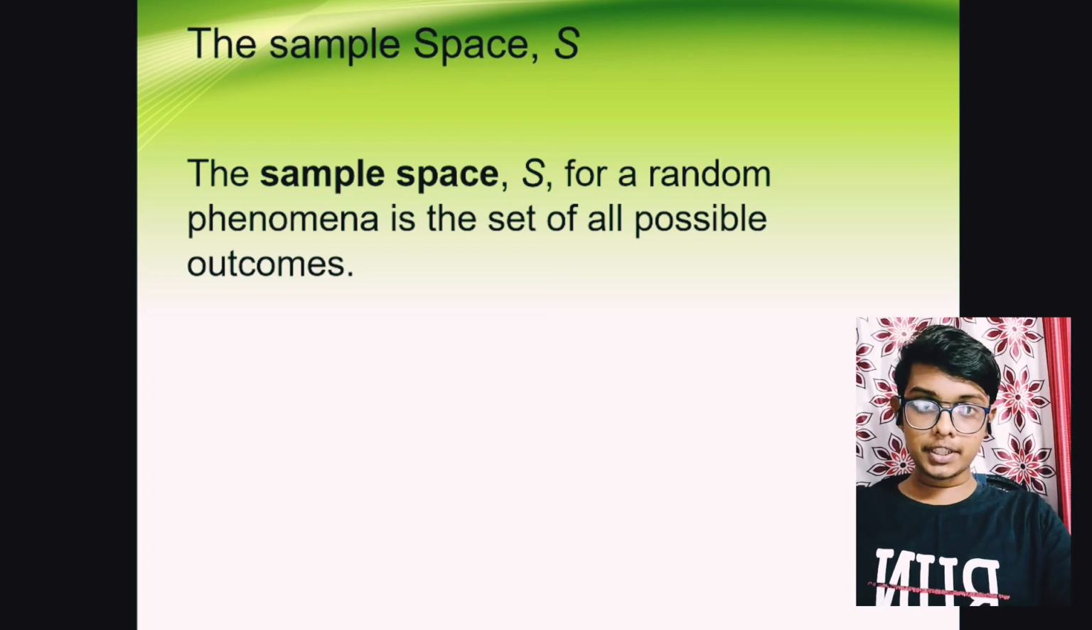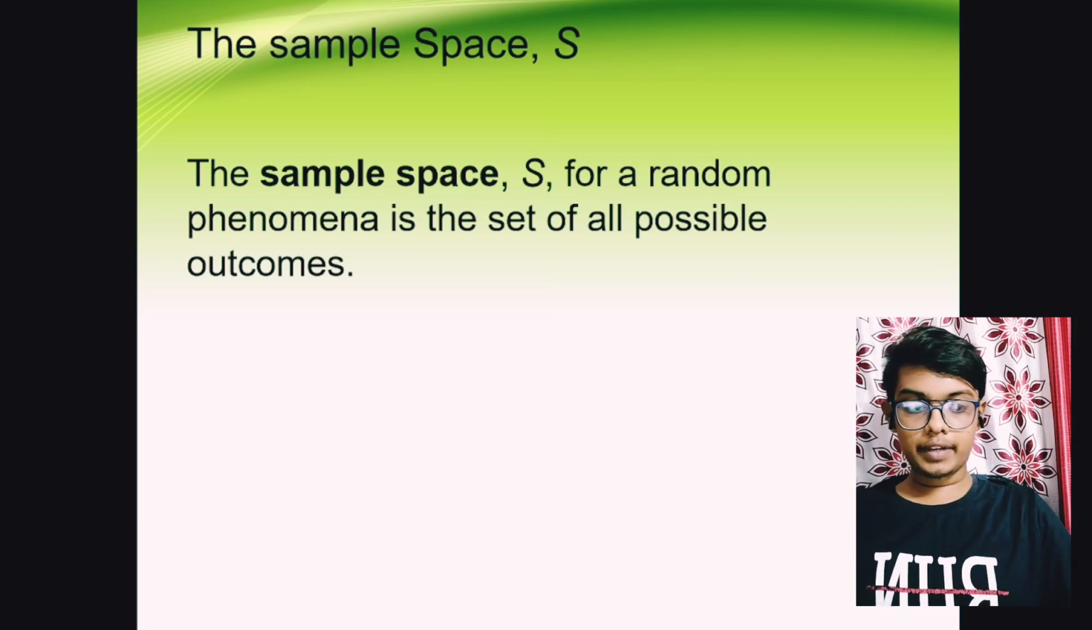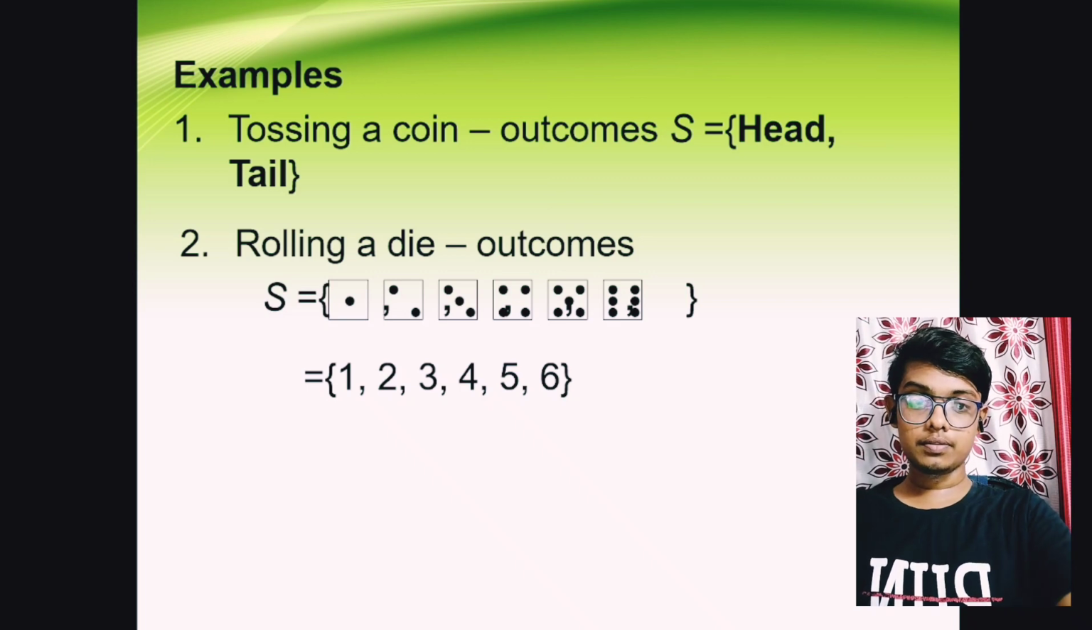The sample space is nothing but the total number of outcomes of an event. Let's see some examples so we can understand clearly. Tossing a coin, the outcomes are head and tail. So the sample space for tossing a coin is head and tail. Next example, rolling a dice, which means the outcomes will be 1, 2, 3, 4, 5, 6. So the sample space is 1, 2, 3, 4, 5, 6. So this is about what a sample space is.